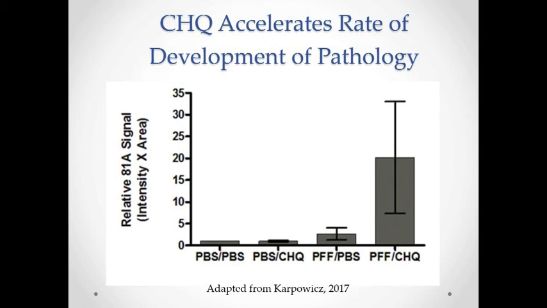The takeaways are that PFFs result in pathology, as represented by increased relative 81A signal in the last two columns, and that the rate of development of pathology is accelerated through the use of chloroquine, as represented by the last column. Researchers ultimately concluded that lysosomal integrity could be a major rate-determining step in the spread of alpha-synuclein pathology.